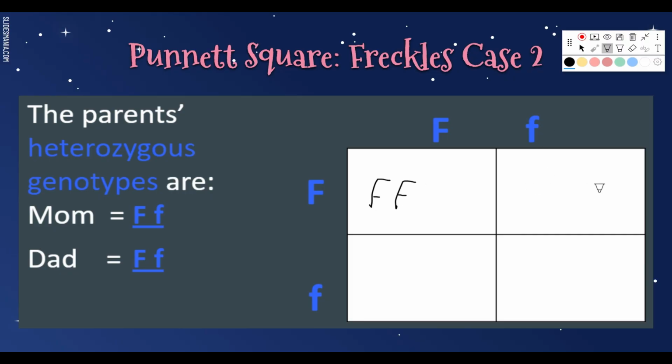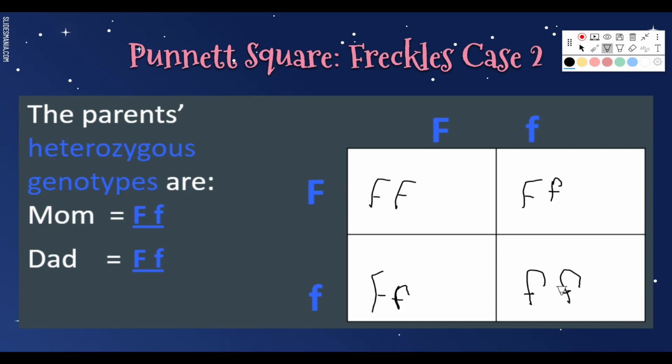Then in the second square right here, remember, always start with a capital letter. So one big F, one little f. And then here you're going to have this big F and this little f. So we'll bring the big F and then this little f. And then in this last square, you're going to have this little f and this little f. Right, so let me just do this little f right here, this little f right here. And now you see there's something different going on. Now you have a homozygous dominant, heterozygous, heterozygous, and homozygous recessive.